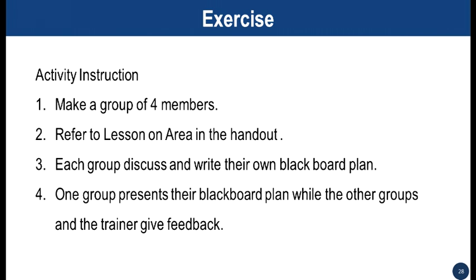For the activity instruction, 1. Make a group of 4 members. 2. Refer to lesson on area in the handout. 3. Each group discuss and write their own blackboard plan. 4. One group presents their blackboard plan while the other group and the trainer give feedback.